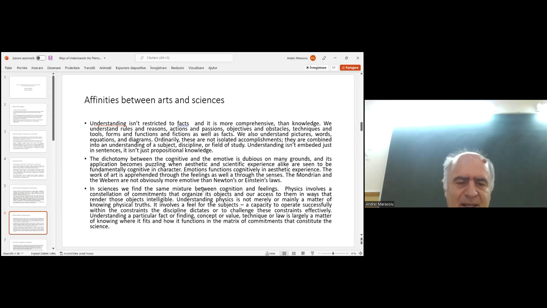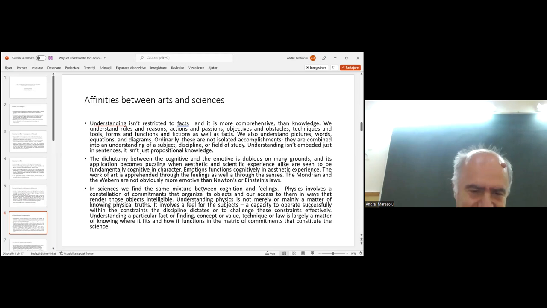The dichotomy between the cognitive and the emotive, from this perspective, becomes a dubious one on many grounds, and its application becomes puzzling when aesthetic and scientific experience alike are seen to be fundamentally cognitive in character. Why? Because emotions function cognitively in aesthetic experience. The work of art is apprehended through the feelings as well as through the senses. For example, Mondrian paintings and Webern music are not obviously more emotive than Newton's and Einstein's laws. This is a strong challenge, I think, to say this.